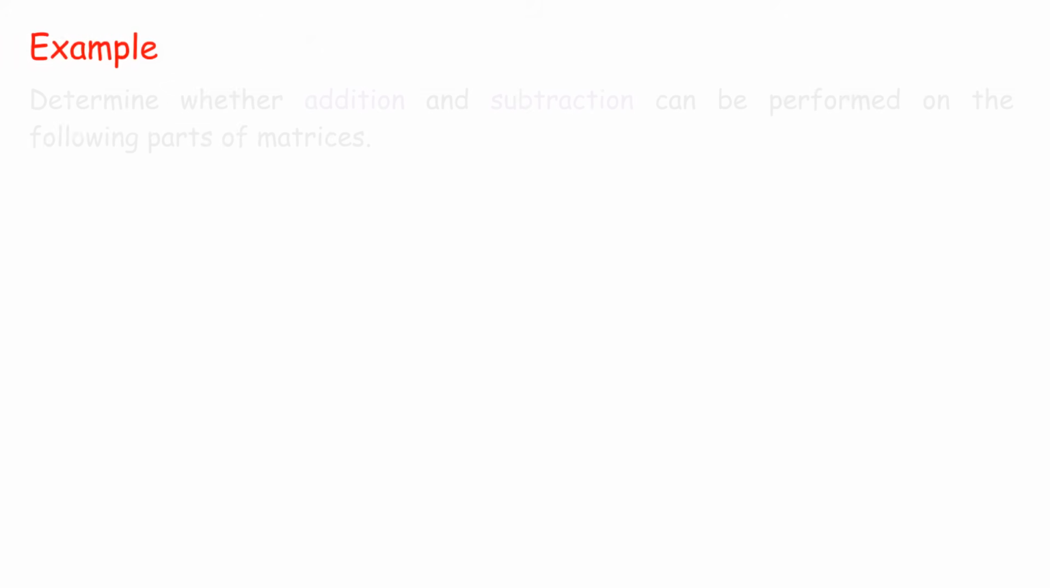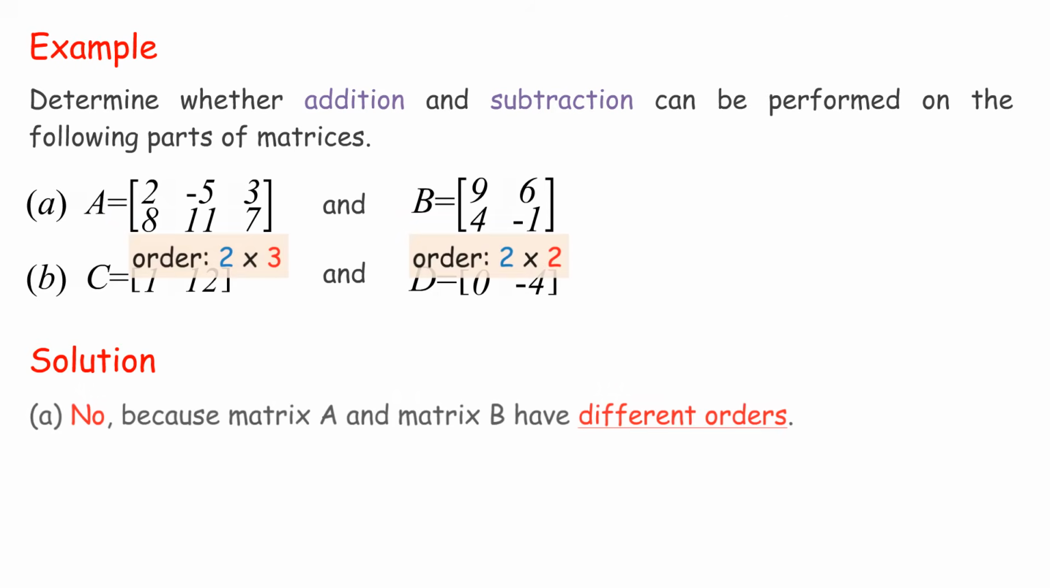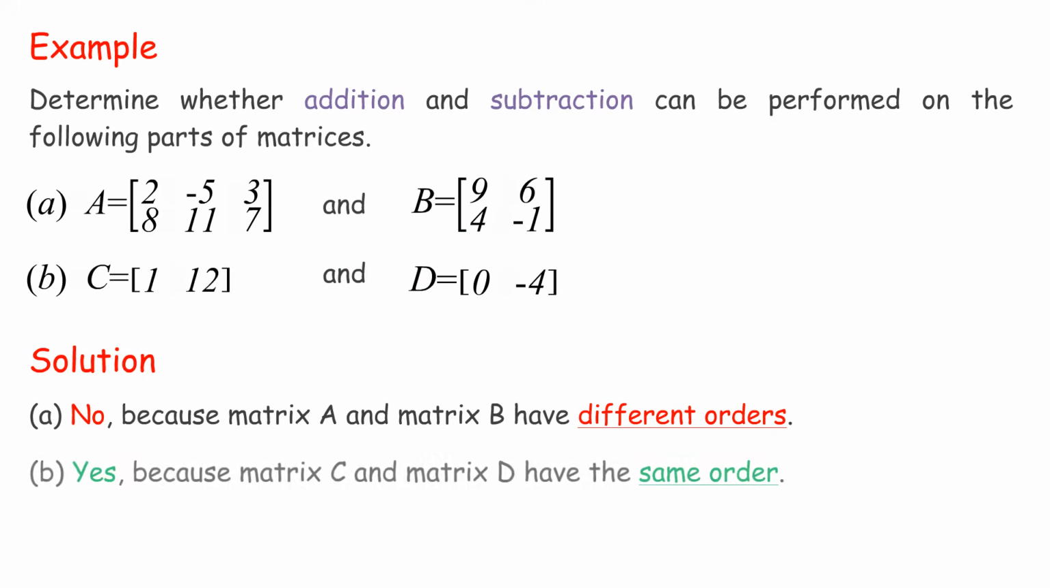Example: determine whether addition and subtraction can be performed on the following pairs of matrices. Solution: A. No, because matrix A and matrix B have different orders, so addition and subtraction cannot be performed. B. Yes, because matrix C and matrix D have the same order, so addition and subtraction can be performed.